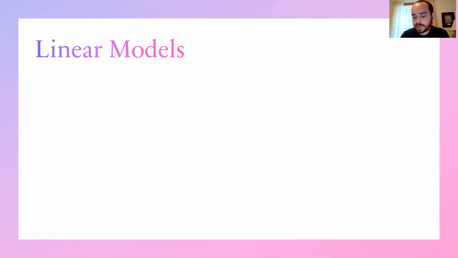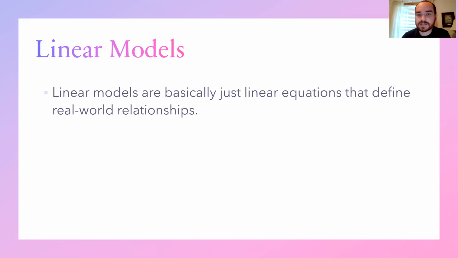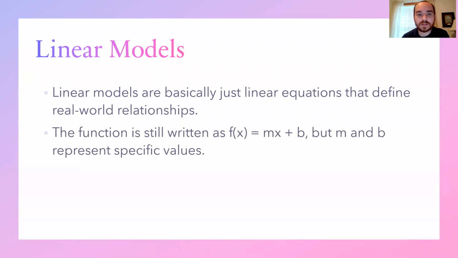So the first thing, linear models. Linear models are basically just linear equations that define real-world relationships. So things like a car traveling at a constant speed or something falling, oh, that's got a constant acceleration, so it'd be slightly different. But there are a few different functions that this represents in the real world pretty well. We'll talk about a couple examples in a minute.